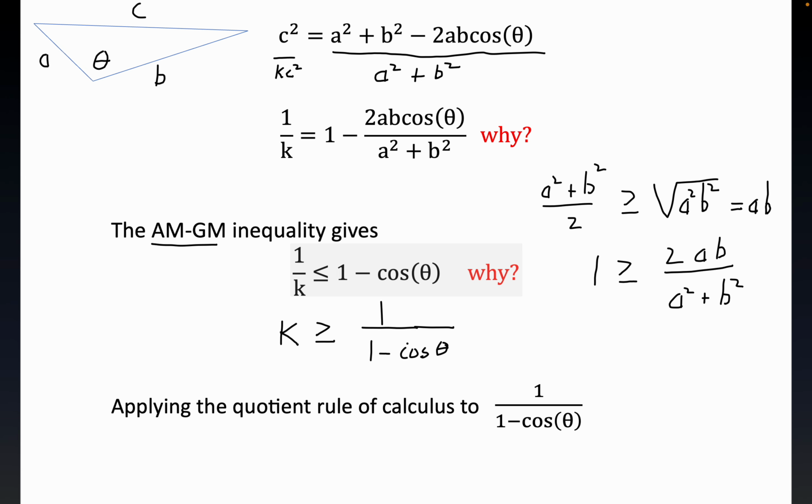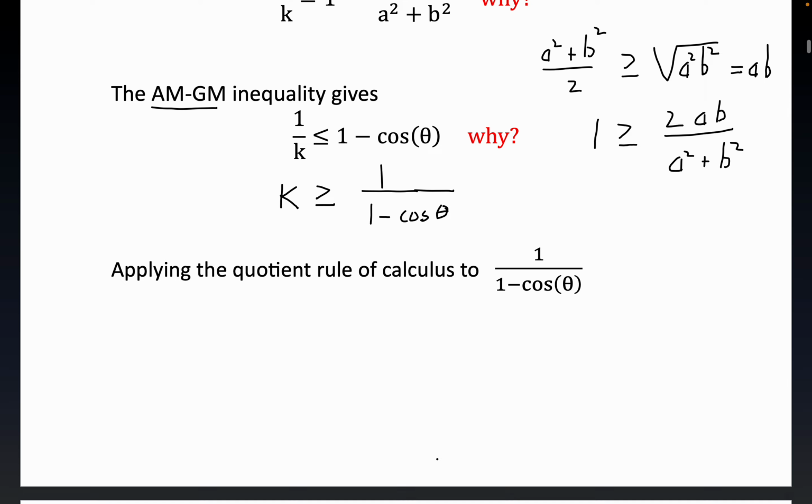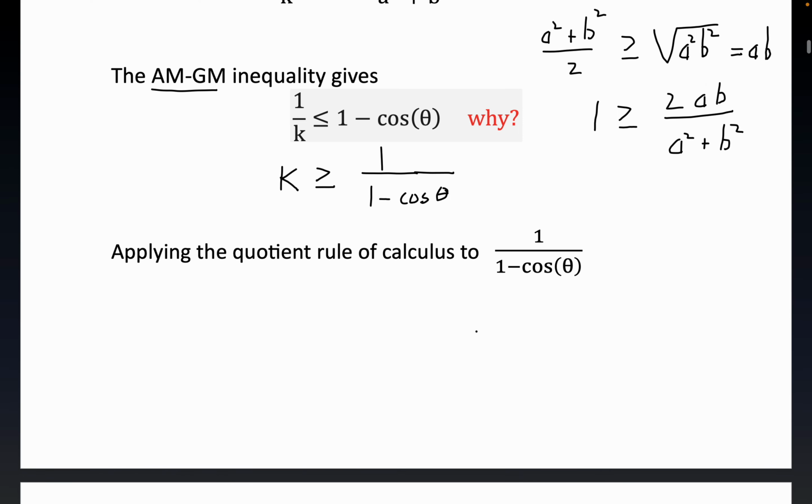All right. Now, we can assume that we're living in the interval 0 to pi, right? Because pi could theoretically be a straight line, which is some kind of degenerate triangle. But we can apply the quotient rule of calculus right here. In other words, if we go d d theta of this thing, 1 over 1 minus cosine theta.